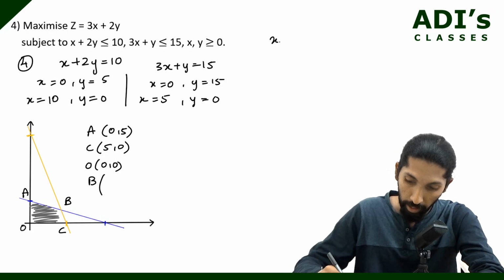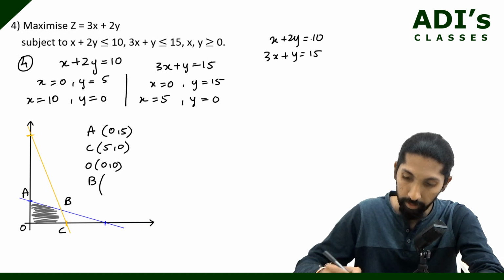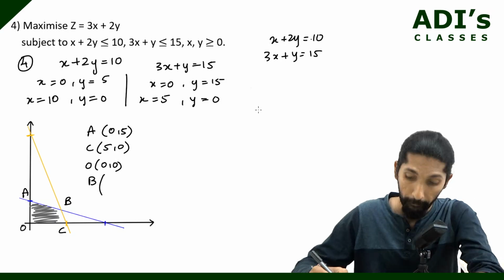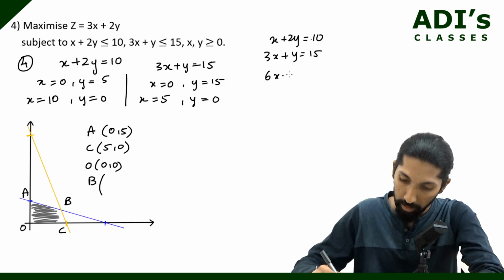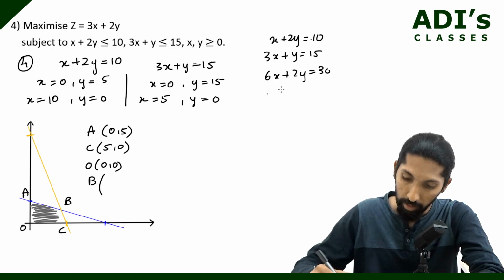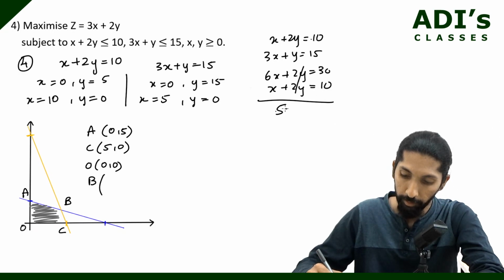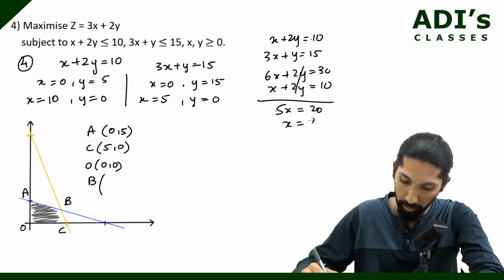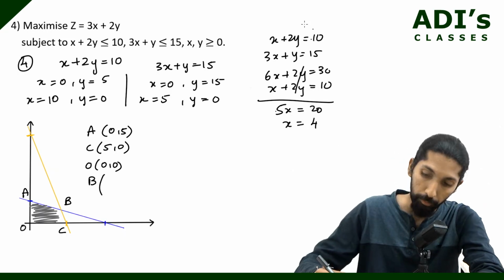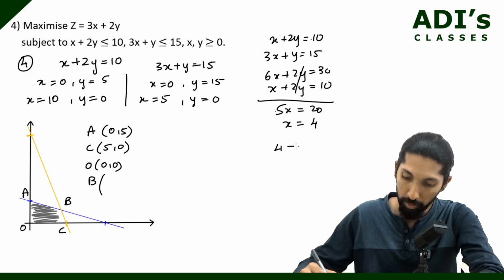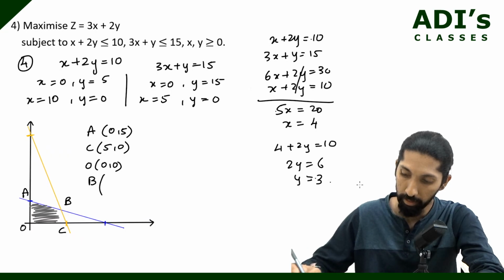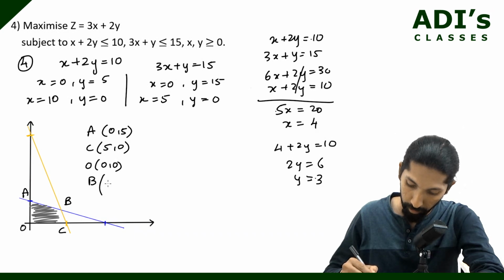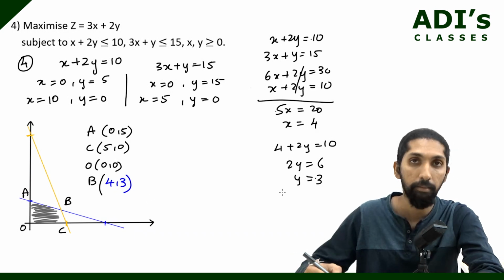So you have x plus 2y is equal to 10 and 3x plus y is equal to 15. Now multiply the second equation by 2. So you get 6x plus 2y is 30 and x plus 2y is equal to 10. Subtract: 5x is equal to 20, x is equal to 4. Correct? Put it in the equation. 4 plus 2y is equal to 10. 2y is 6, y is 3. So my point is going to become 4, comma 3, isn't it?